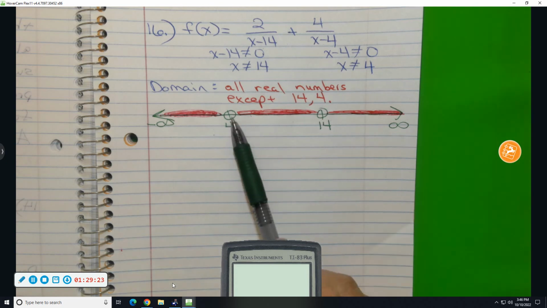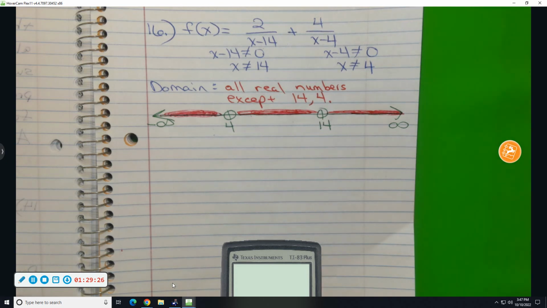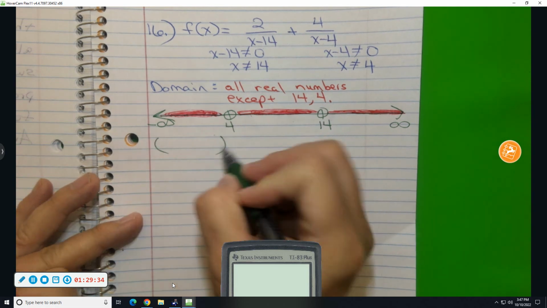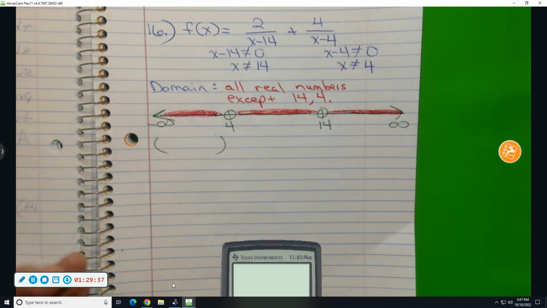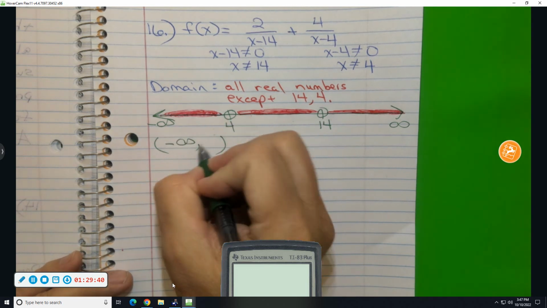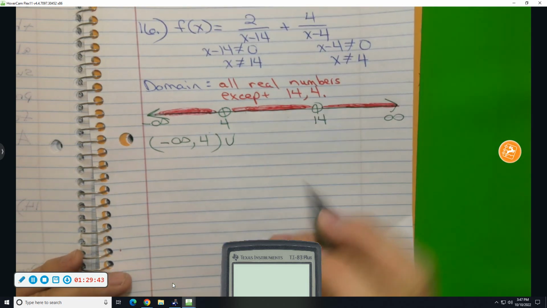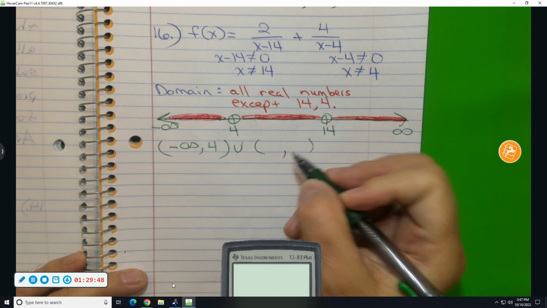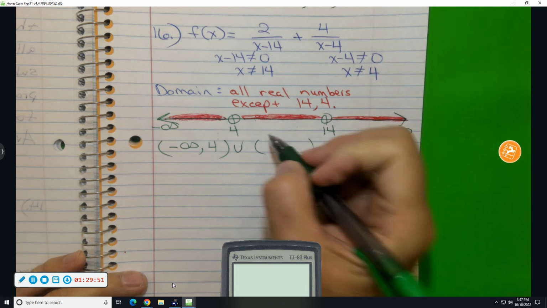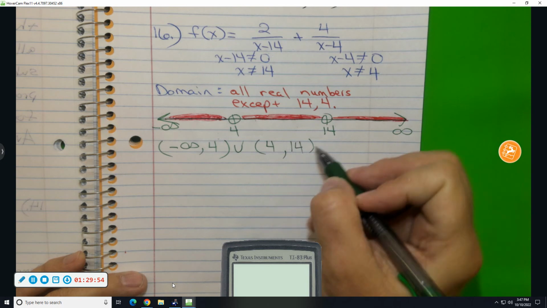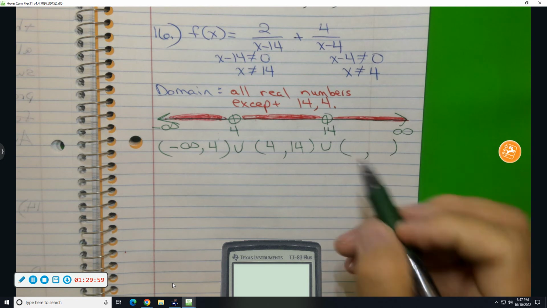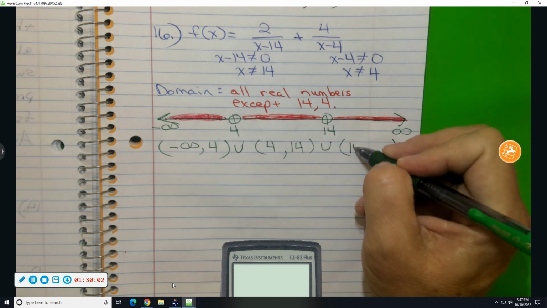Now, remember, these are open circles. Am I going to have any brackets in the interval notation? No, it's all going to be parentheses. So I'll do the first one. That's negative 8 to 4. So negative 8, comma 4, union, open circle, so it's parentheses. What am I going to have here? 4, 14, union. Here, 14, to infinity.